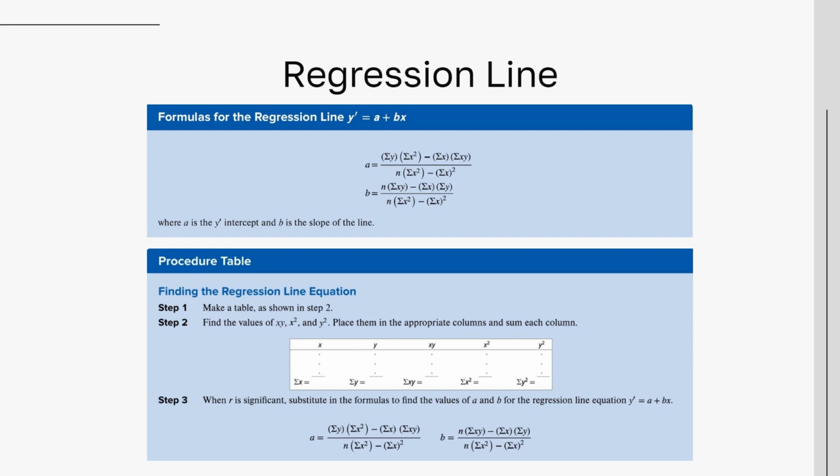And below are the steps to find the regression line equation. You make a table, find the values of x times y, x squared, and y squared, and place them in the appropriate columns, and find the sigma, or sum, of each column. When r is significant, substitute in the formulas to find the values of a and b for the regression line y' equals a plus bx.